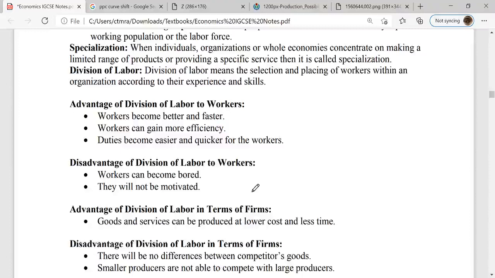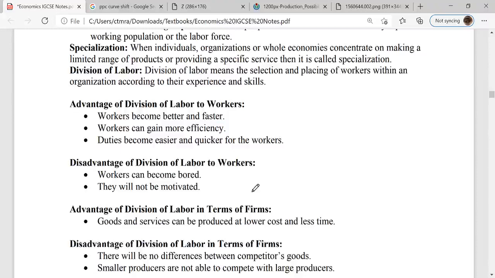So what is the advantage of this division of labor? If you think from the perspective of the workers, the workers will be able to work faster, better, in a more efficient manner, quicker, easier, right? So these are good things. And from the firm's perspective, it's also a good thing because now they'll get their output faster, cheaper, at a lower cost, more efficiently, more effectively. It's a very good thing.